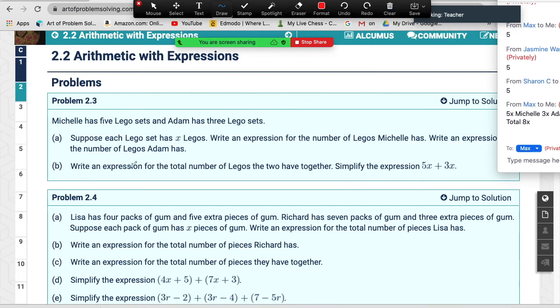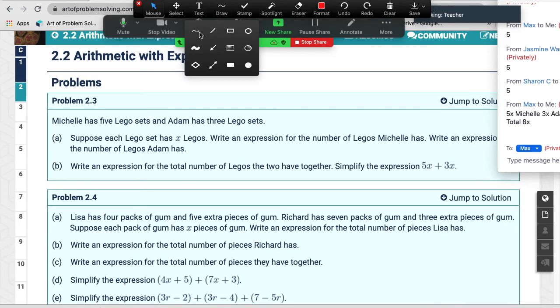Okay, so now let's see example 2.4. Say Lisa has 4 packs of gum and 5 extra pieces of gum. Richard has 7 packs of gum and 3 extra pieces of gum. Suppose each pack of gum has x pieces of gum. Write the expression for the total number of pieces Lisa has.